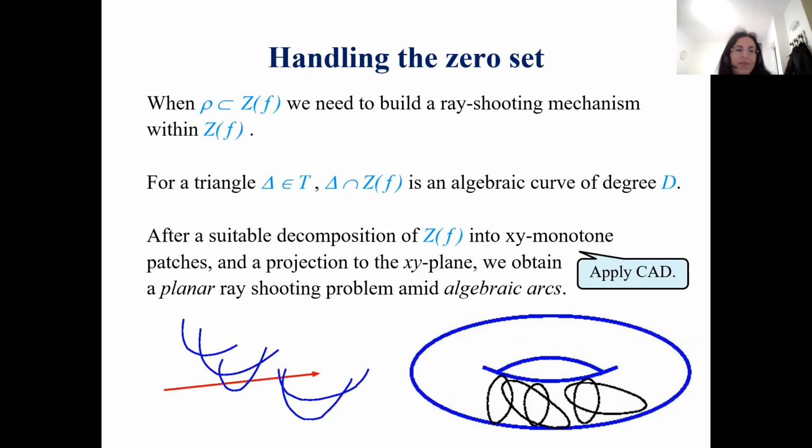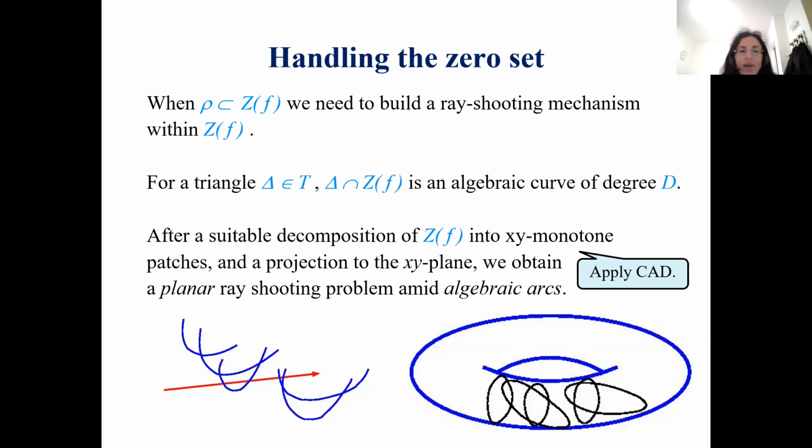What about the zero set? If the ray lies completely in the zero set, like the ruled surfaces that I demonstrated before, then we need to build a ray shooting mechanism within the zero set. So we take a triangle delta. This triangle delta intersects the zero set in an algebraic curve of degree d, because the polynomial f is of degree d. This is an illustration for one cell. This is a torus, and the black curves are the intersection curves of a triangle and a cell tau.